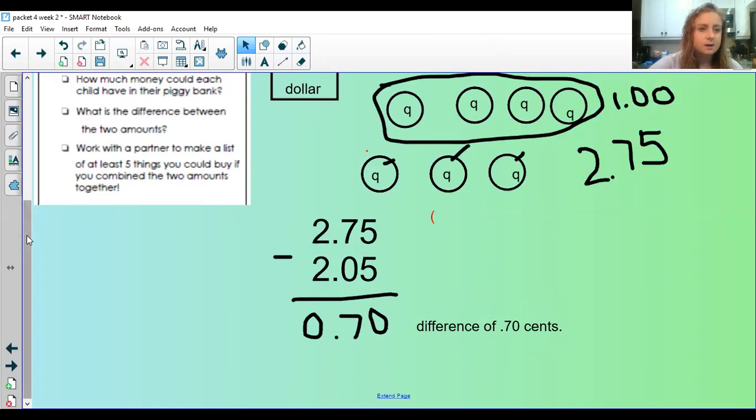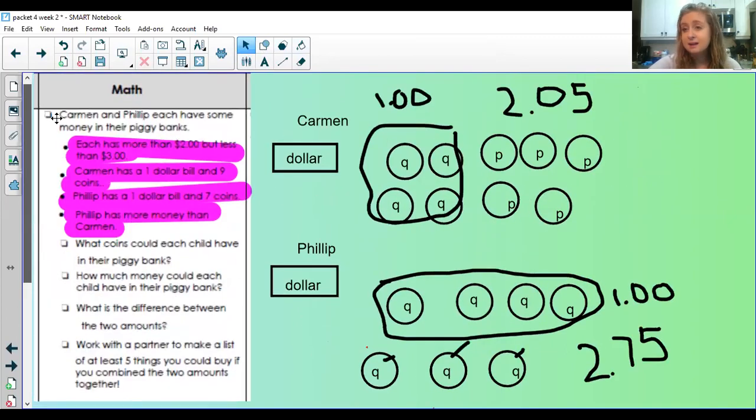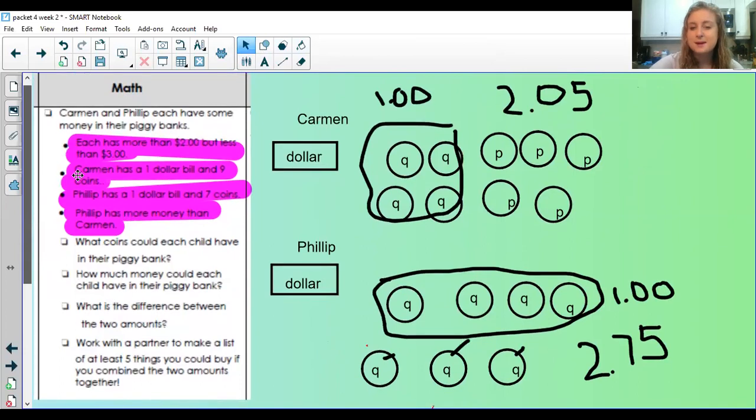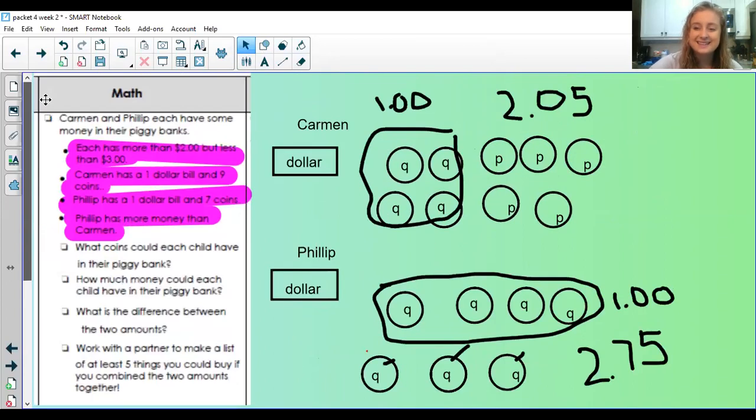And it says work with a partner of things you could buy with this. You could probably buy candy, maybe a water bottle, some snacks, but not a whole lot of things.